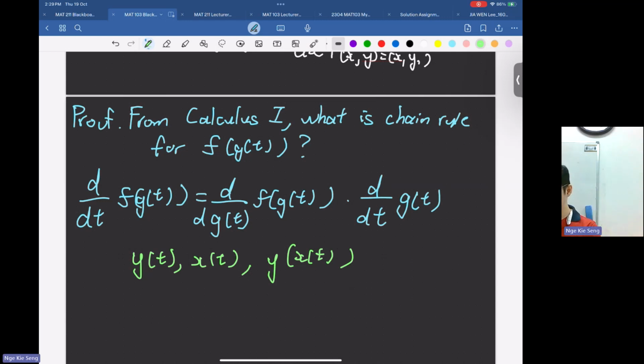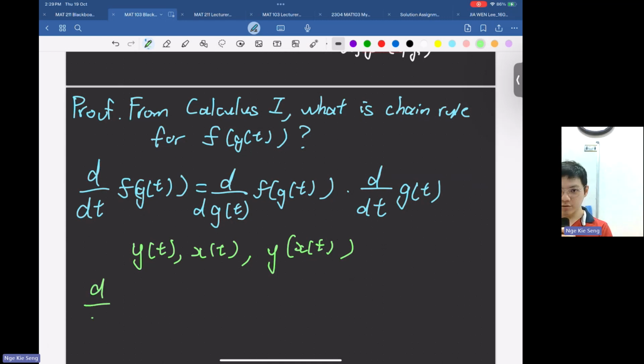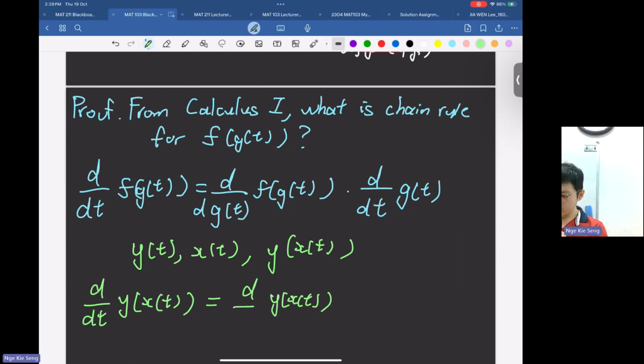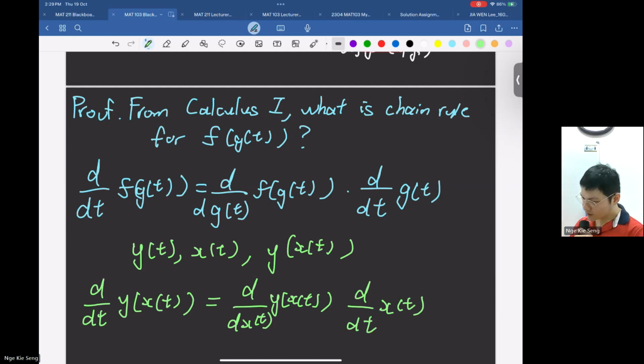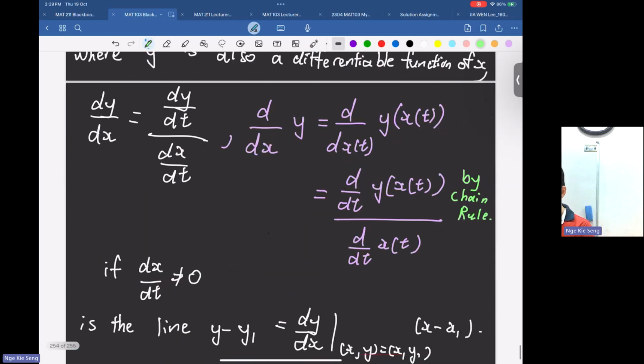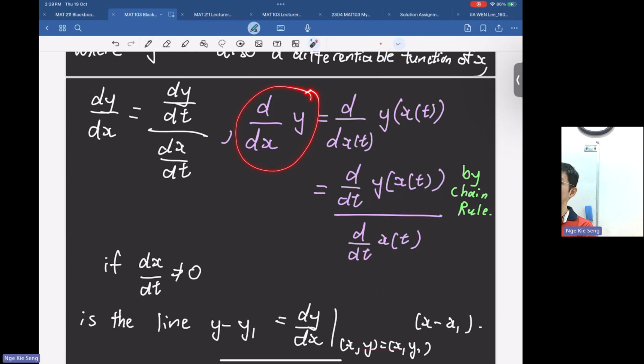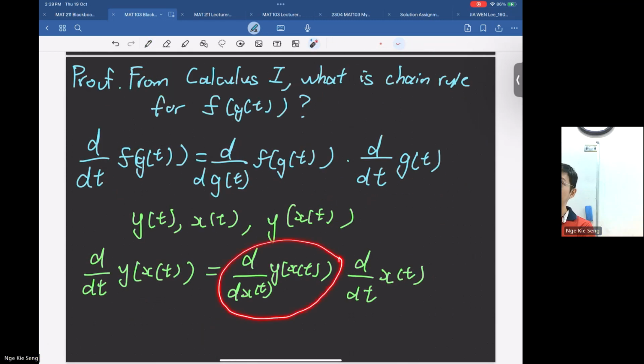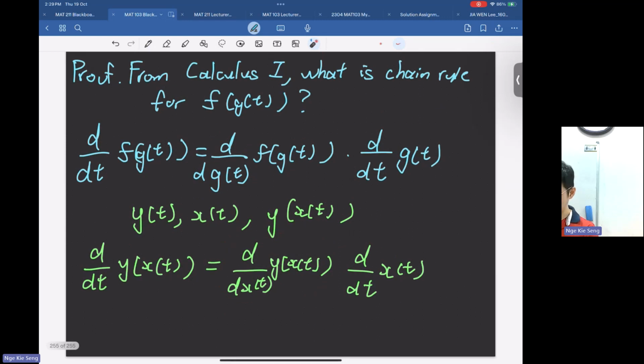So applying chain rule to who? Let's apply chain rule to y(x(t)). In this case we get the derivative of y(x(t)) with respect to x(t), multiplied with the derivative of x(t) with respect to t. So how do we get our formula just now? We need to find dy over dx. So dy over dx is here. We need to move the other term to the other side.